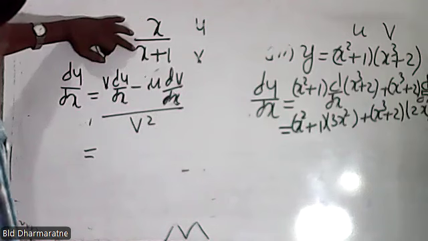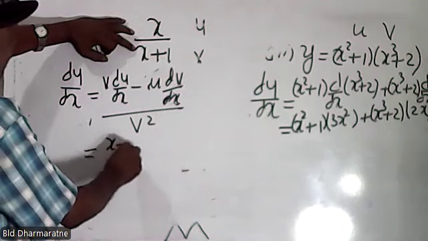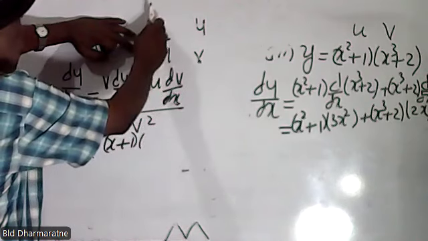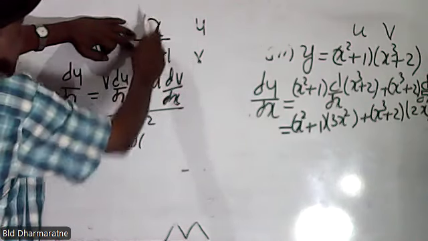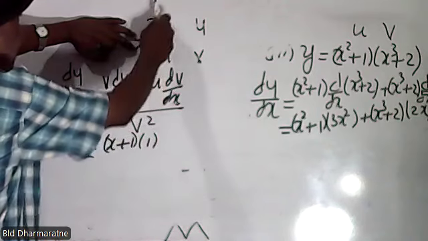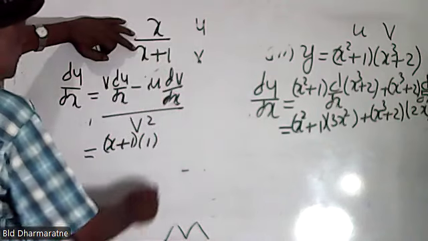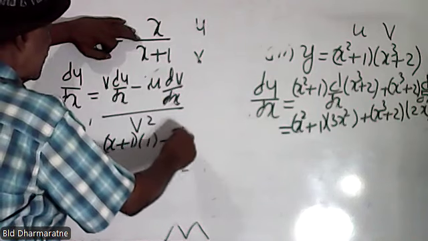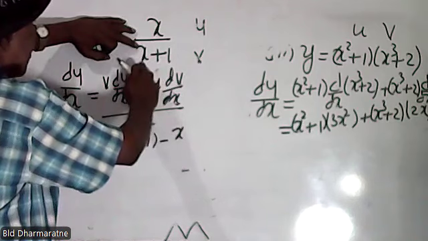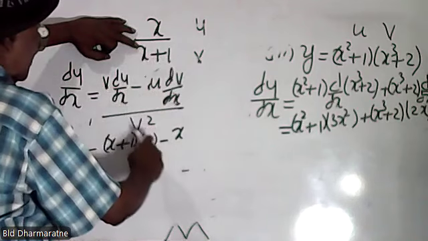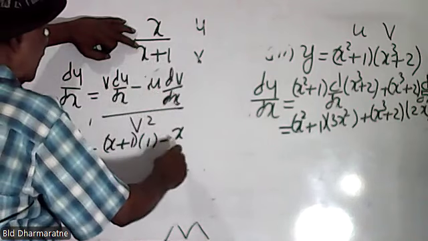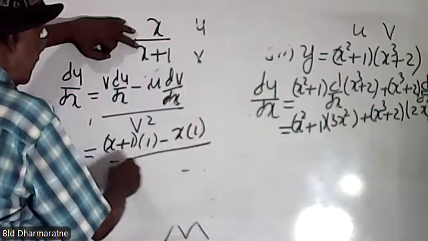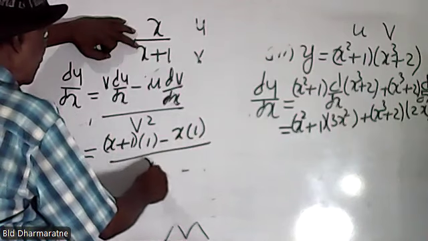This is u, this is v. x plus 1 into differentiation of u, du by dx, differentiation of x is 1, so 1 minus u, which is x, times differentiation of x plus 1, then dv by dx, differentiation of x plus 1 is 1 again, over v squared. v squared is x plus 1 squared.